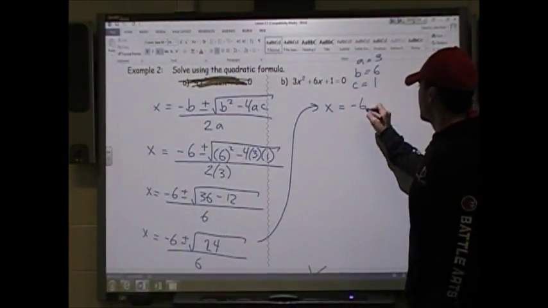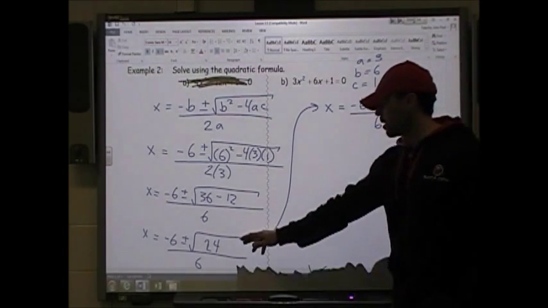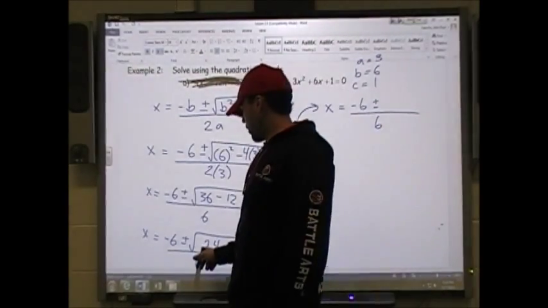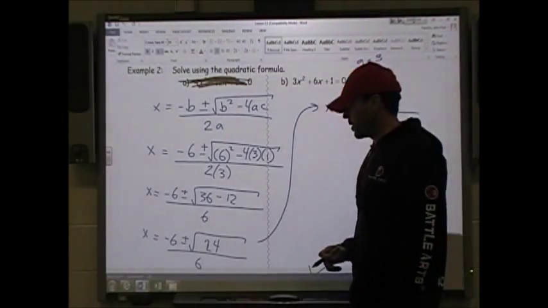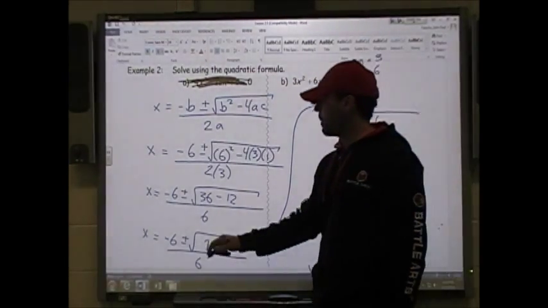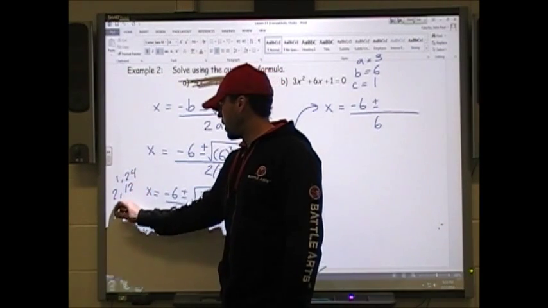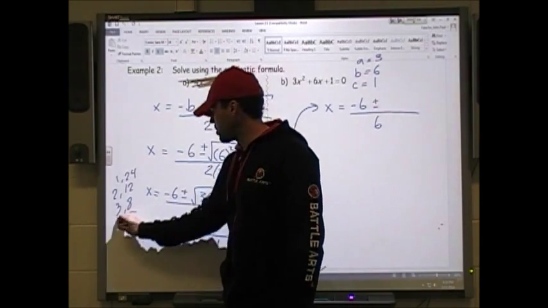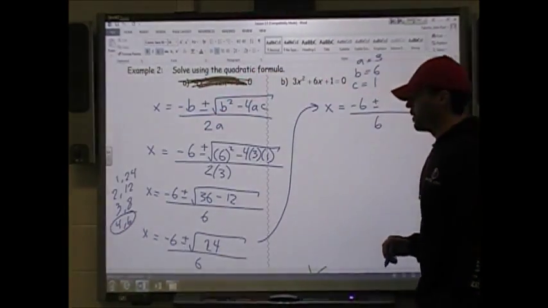So, this ends up being negative 6 plus or minus the square root of 24, all over 6. 24 can be broken up. We're not going to write down 4.8 or 4.9 or whatever it is. We're going to actually figure out the real answer. Breaking up 24, you have 1 times 24, there's 2 times 12, there's 3 times 8, there's 4 times 6. This is the one you should break it up into, because that's the only one where you can take the square root of a whole number.